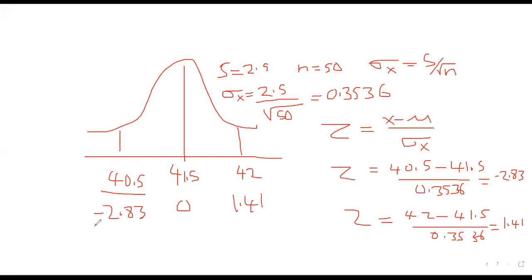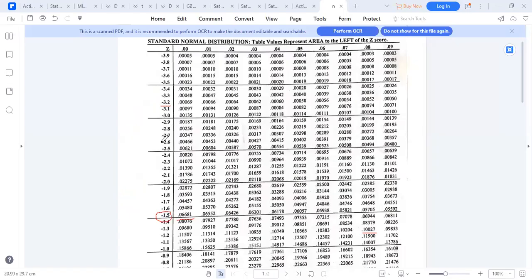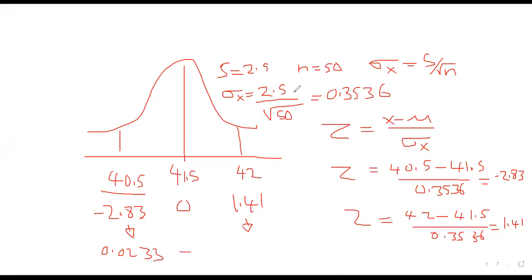And what we do, we read from the tables. This one and this one, what are they equivalent to? 1.41, and you go into the table and negative 2.83. So 2.83, negative 2.83, 2.8 and a 3. What do we have? 0.0023. Then here we get 1.41.